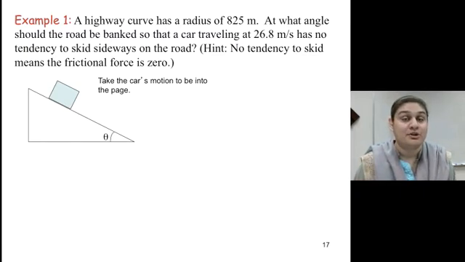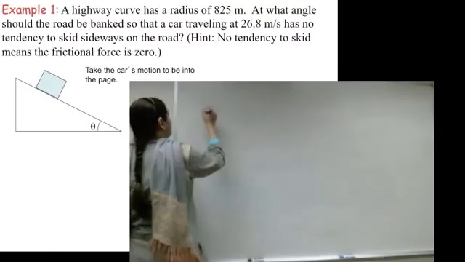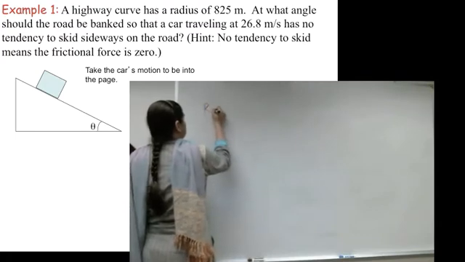Now, here's a very important thing to recognize. No tendency to skid means the frictional force is 0. So now, what are we supposed to do when we have a question like this? As always, we are going to start by writing out all the information that's given.